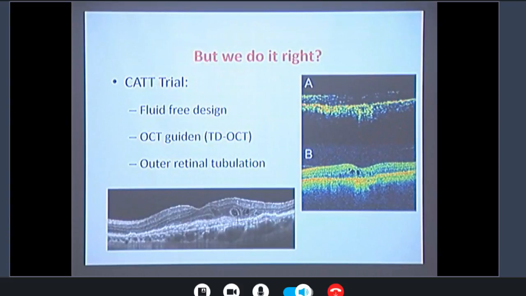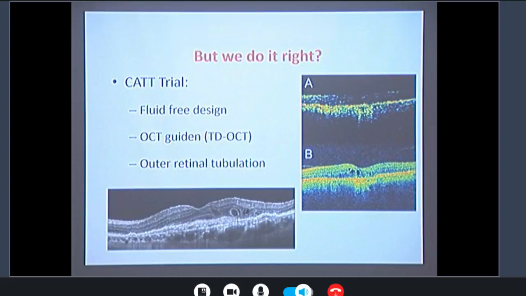Let's look at the CATT trial. CATT is a trial that most of the people involved in the retina know. It was a prior trial to compare bevacizumab and ranibizumab monthly or PRN in AMD. The trial was designed as a fluid-free design. What does that mean? Any patient who has any sign of intraretinal fluid is going to be treated, okay?